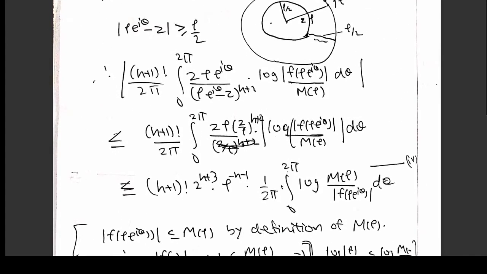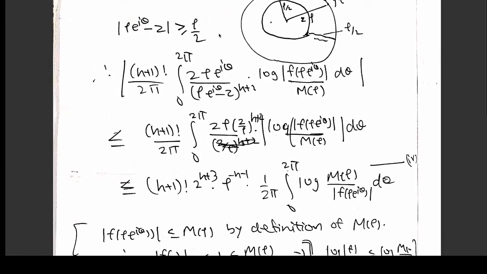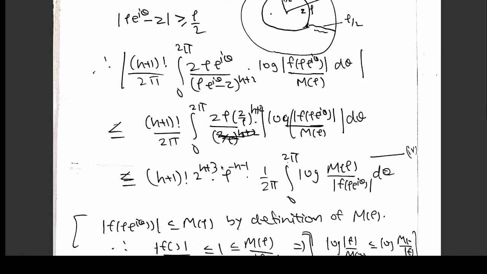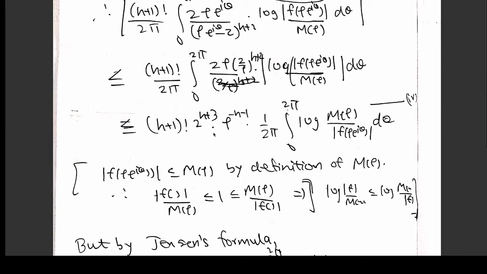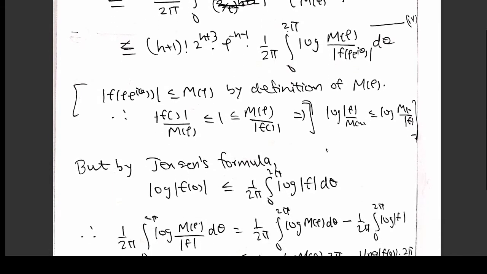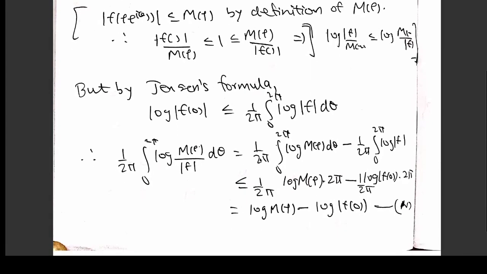If rho is greater than 2 mod z, then you can estimate the denominator also, because rho e raised to i theta will be on the boundary, and z will be inside the disk of radius rho by 2. So what happens is that their distance will be at least rho by 2. That's what we use here. So 1 by that will be less than or equal to 2 by rho. You apply that here and you obtain this inequality and this integral. This integral you can directly estimate using this, that is again by Jensen's formula, log mod f0 is bounded by this. So this integral you can estimate by this. It's a finite quantity. That's the only thing you need.